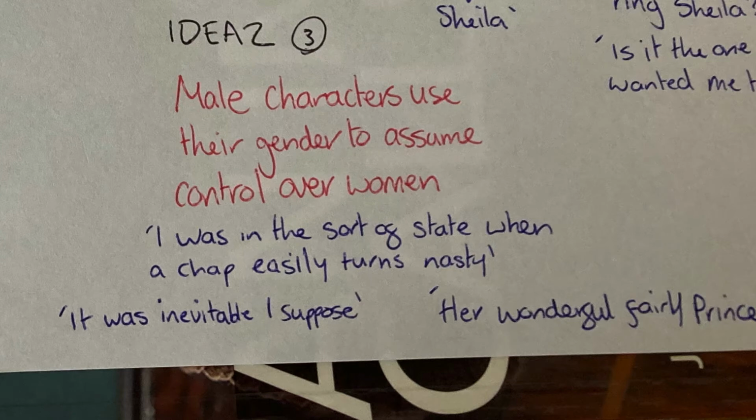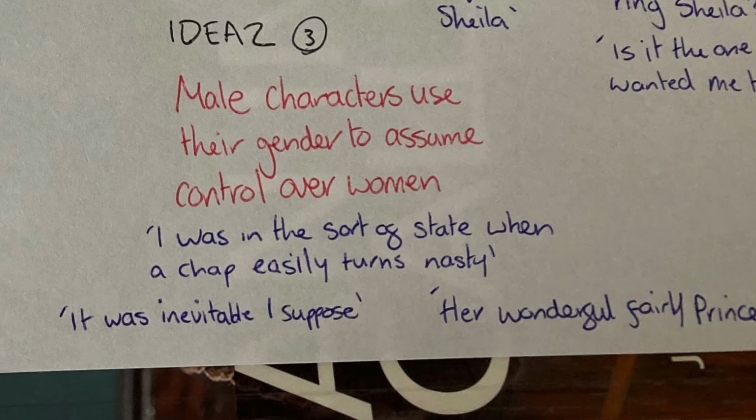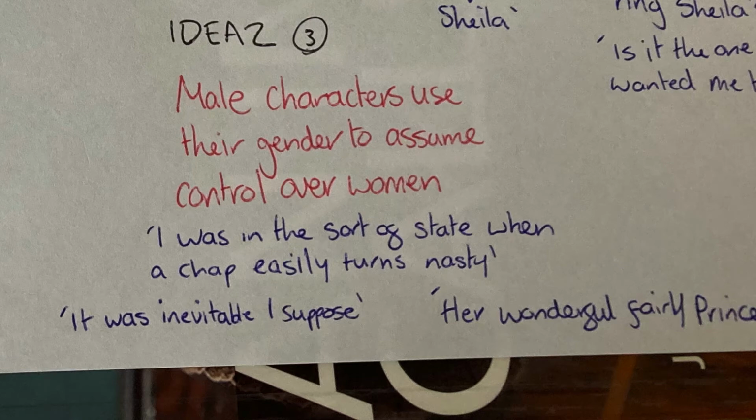Gerald, when he's confronted about the fact that he used Eva Smith for his own desires, or Daisy Renton as he knows her, says, "Well, it was inevitable, I suppose," the fact that he would assume that role of controlling her. And Sheila even uses the phrase "her wonderful fairy prince", the fact that he's using his status and his power and his gender in particular to control her. So we see male characters behaving in quite a despicable manner towards women, and the fact that they can do this is Priestley's point. The fact that they assume that they can use their gender to control women is a negative aspect of how gender is being presented in the play.